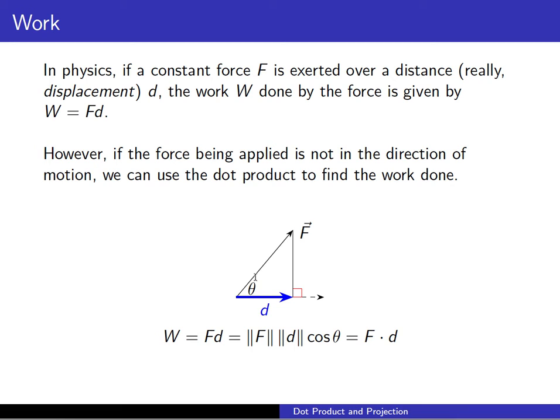So if they don't make an angle at all, if they're parallel, then it's just d times f, the displacement times f. Or in terms of what we've talked about in this unit, in this section, the magnitude of f times the magnitude of d times cosine of theta is vector f dot vector d.